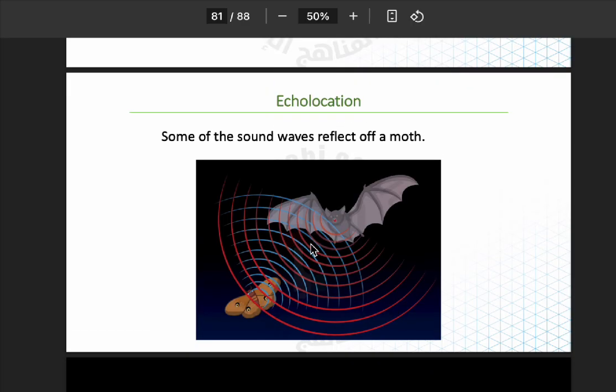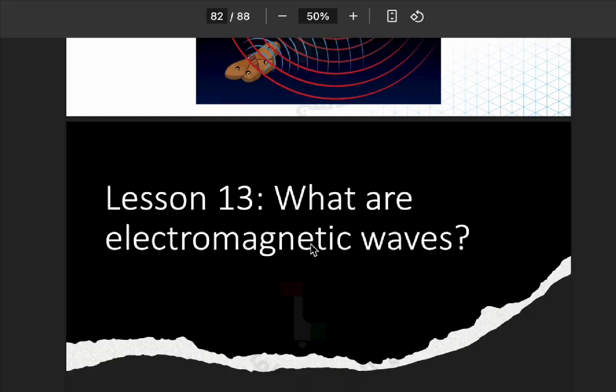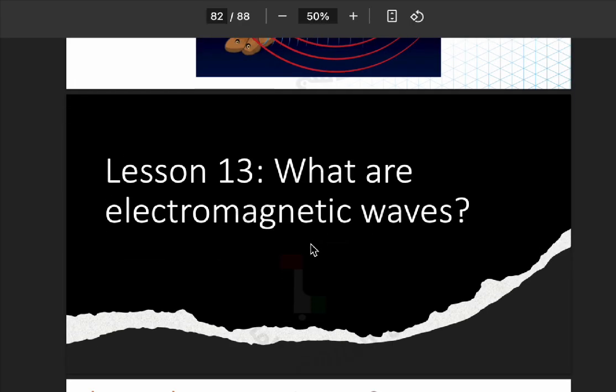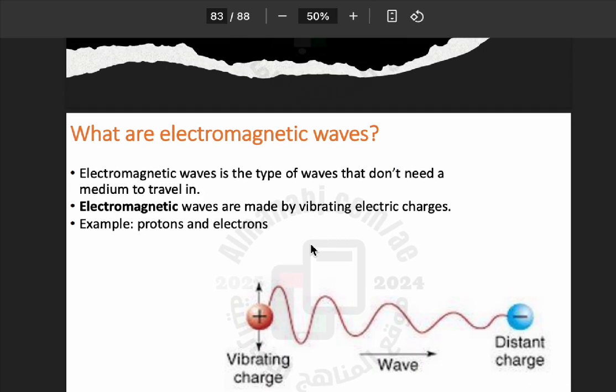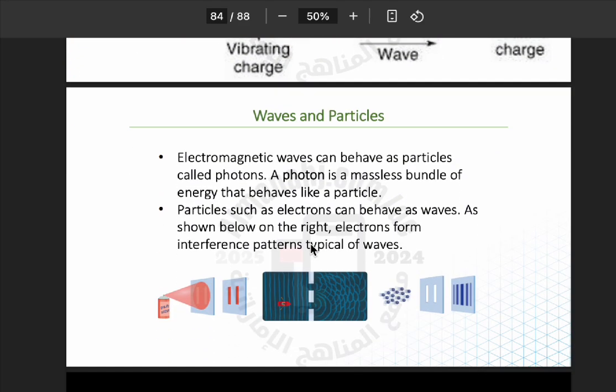Lesson 13, What are electromagnetic waves? Electromagnetic waves don't need a medium. They're produced by vibrating electric charges, such as electrons and protons. Interestingly, light can act like both a wave and a particle, called a photon.